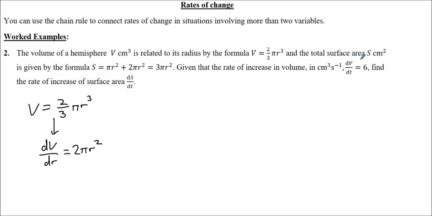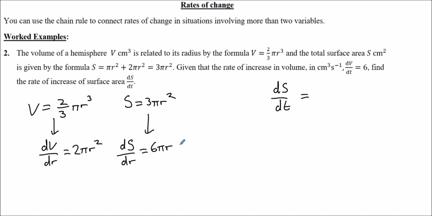We're also told that the surface area is 3 pi r squared. So it couldn't hurt to find the derivative of that with respect to r. So dS by dr will simply be, for this one, 6 pi r. What we're wanting, though, is dS by dt. So we need to imagine a chain which will cancel, essentially, to dS over dt.